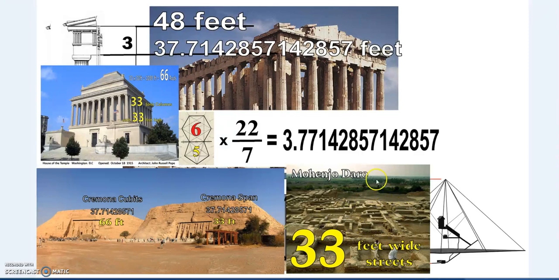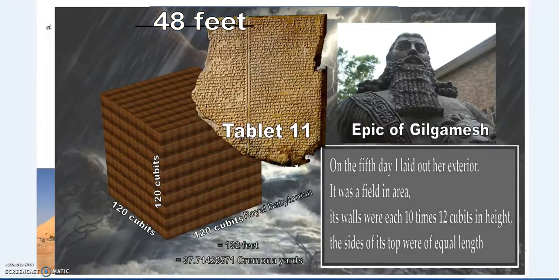Mohenjo-Daro or Harappa, and so many others have been covered in previous videos, this use of 33 feet or 2 rods. That would be the same again as here, but also the House of the Temple, the modern Masonic tradition in Washington. And also consider the older flood story, the Epic of Gilgamesh, where they describe the Ark, or the Preserver of Life.